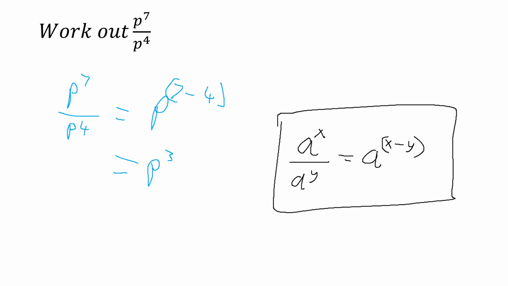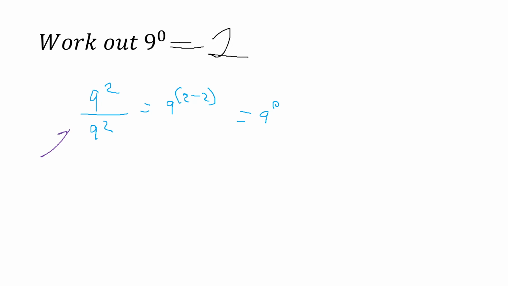And here is another rule you can write down. What about something like this? 9 to the power of 0. What's that going to be? Well, anything to the power of 0 is just going to be equal to 1. We can prove this if you want, because remember, if let's say we have 9 to the power of 2 over 9 to the power of 2, that's the same as 9 to the power of 2 minus 2, which is equal to 9 to the 0. And remember, it's dividing by itself.